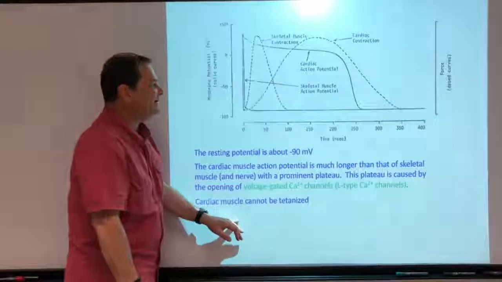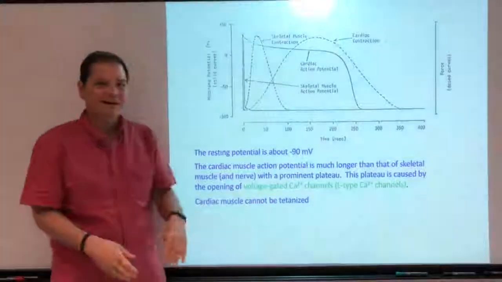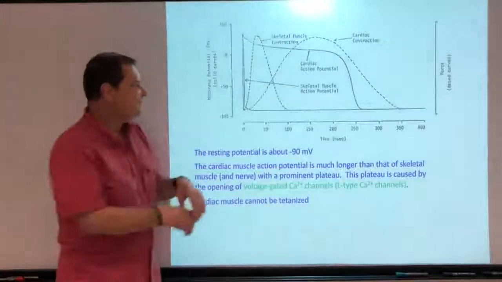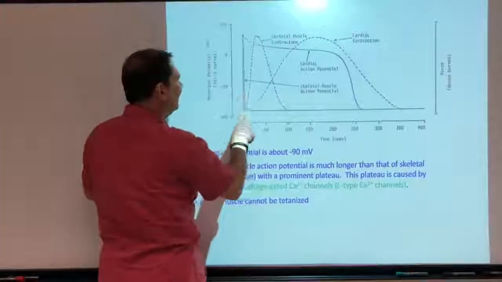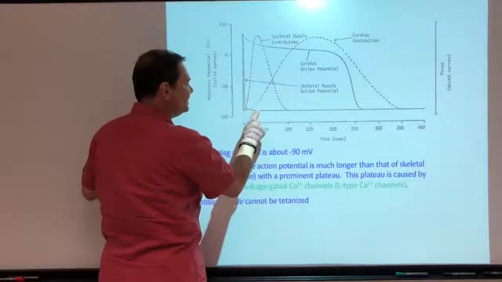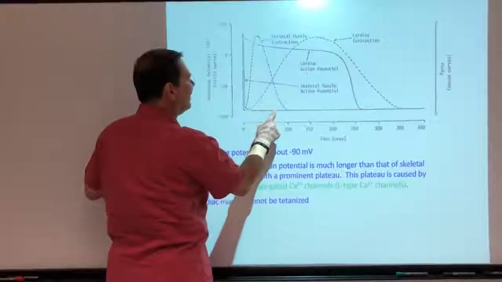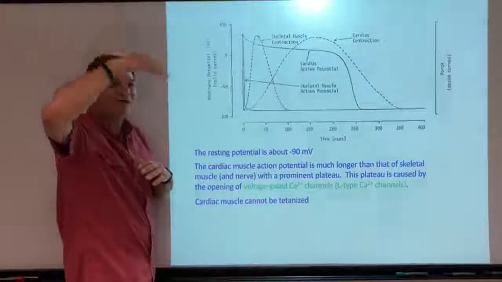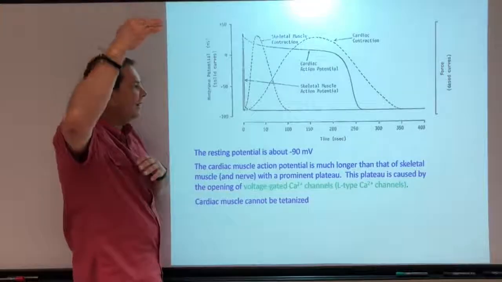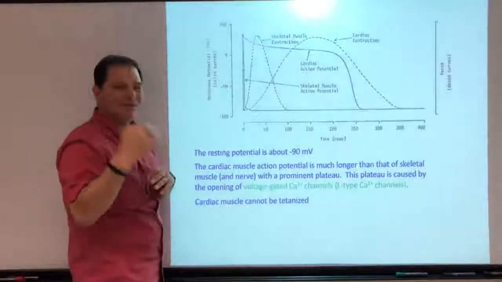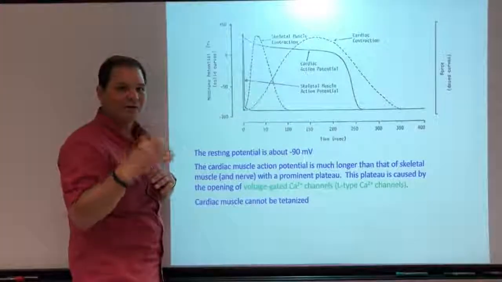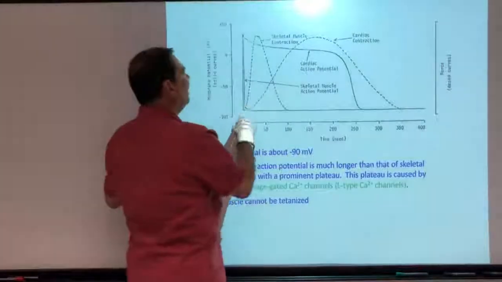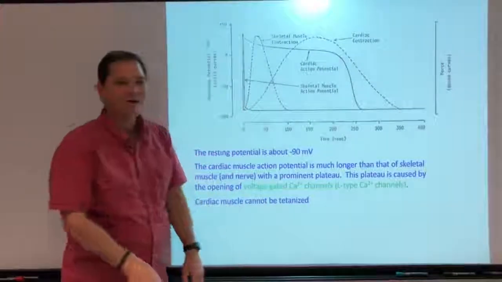Cardiac muscle cannot be tetanized. What we mean by tetany is that if you take a skeletal muscle cell and you just hit one action potential after another, bang, bang, bang, bang, bang, bang, bang, your skeletal muscle cell contracts, and it contracts more and more as you add one action potential after another in that cell membrane. So that does not happen in cardiac muscle.